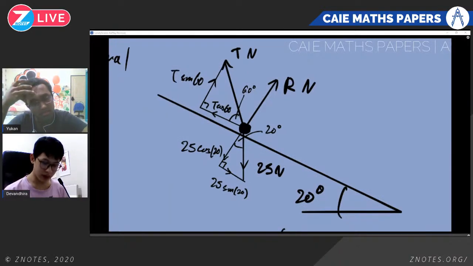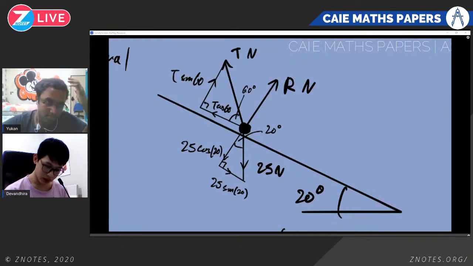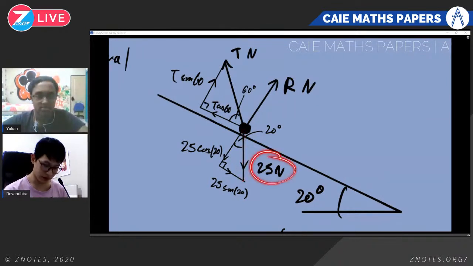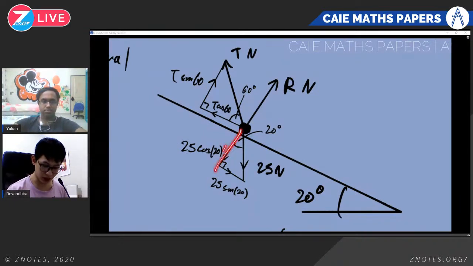So it says that the mass was 2.5 kilograms. That's 25 newtons, right? In terms of forces, it's 25 newtons. So that 25 newtons acts as our weight here, right? And because our plane is inclined at 20 degrees, we have to make our axis also the same. That means our downward force is going right here, and this is our sideward force.